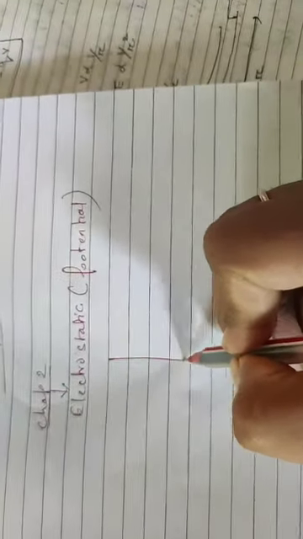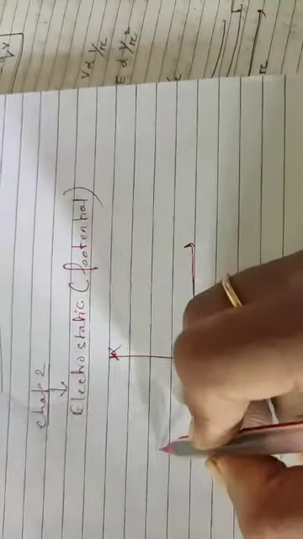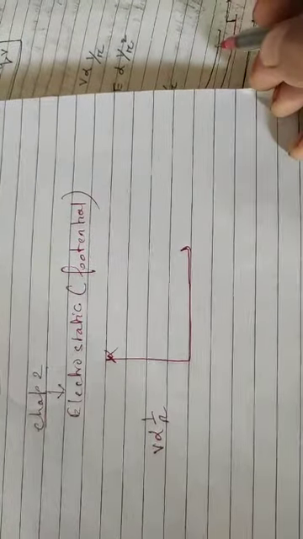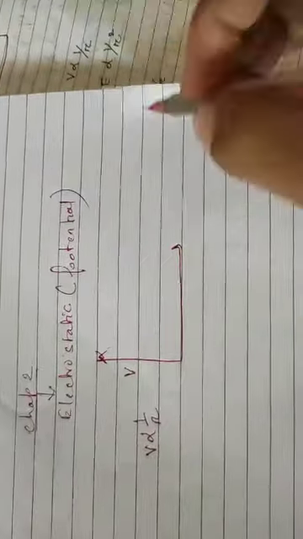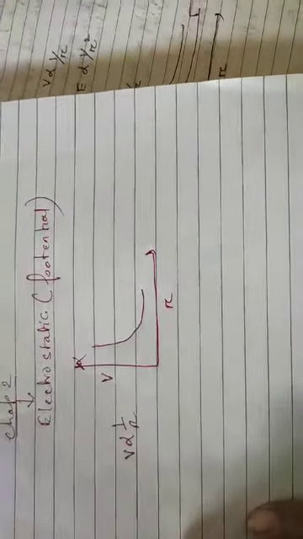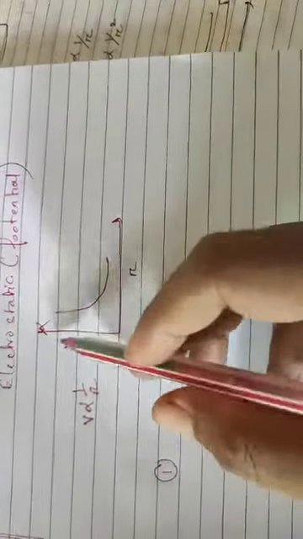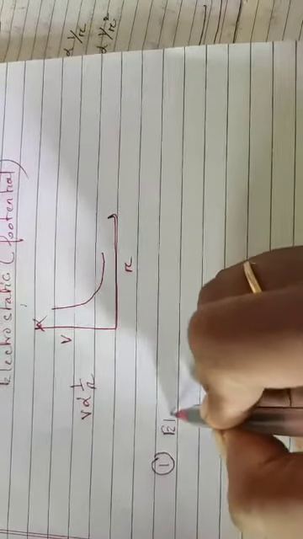So students, I have already told you in the derivation in my last video that V is inversely proportional to the square of the distance. Suppose I take V as the potential here, and R is the distance. So how can I make the graph? The graph will be like this. Clear to you?